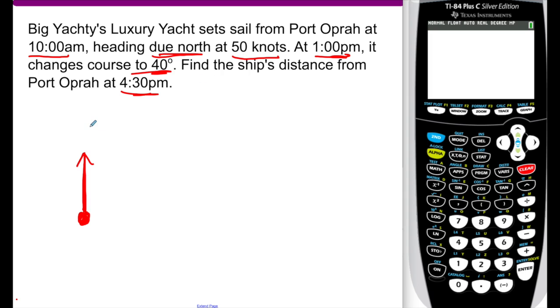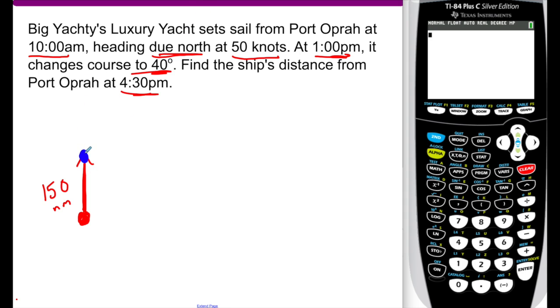Now, 1 p.m. means that I know I'm going to be maintaining this for 3 hours. At 50 nautical miles per hour for 3 hours, I'm going 150 nautical miles. NM sometimes is used for another measurement like nanometers, but hopefully we know this means nautical miles.